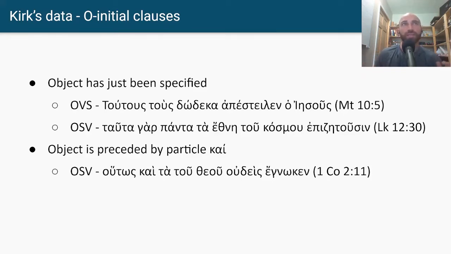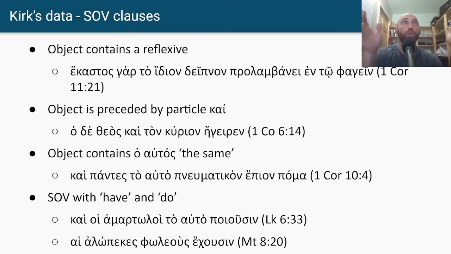So both of these are probably related to topic and focus in some way, right? So at this point in her dissertation, she hasn't really defined topic and focus, but when the object has just been specified, it's probably referring back to a topic, or topicalizing that object in some way. And then when the object is preceded by the particle kai, it's associated with focus. So the idea is that you can have the object in the initial position when you have it in a topic or focus position. So then she moves on to SOV clauses. Why do we have SOV clauses? So she has a number of reasons why, or contexts in which SOV clauses occur.